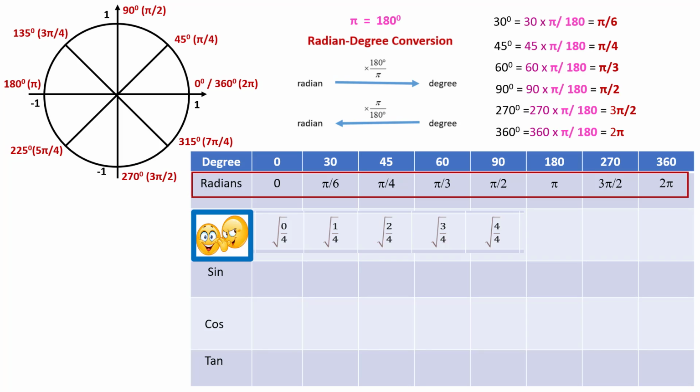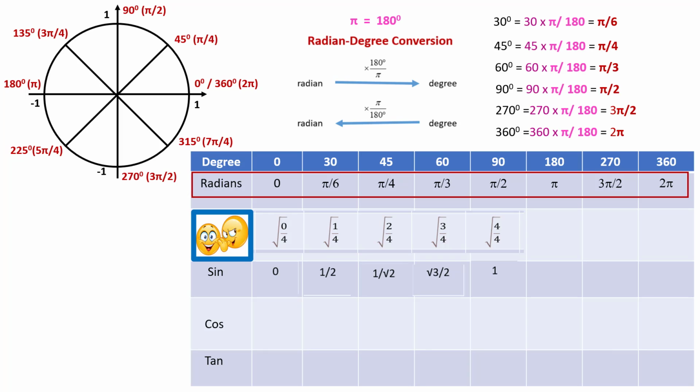For 0 by 4 you get 0. So that's why sin 0 will be 0. For root of 1 by 4 you are going to get 1 by 2. That is, sin 30 will be 1 by 2. Root of 2 by 4 gives you 1 by root 2. That's why sin 45 is going to be 1 by root 2. For sin 60 you get root 3 by 2. And for sin 90, 4 and 4 get cancelled, you are going to get 1.